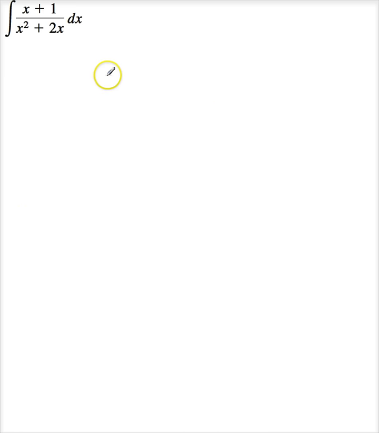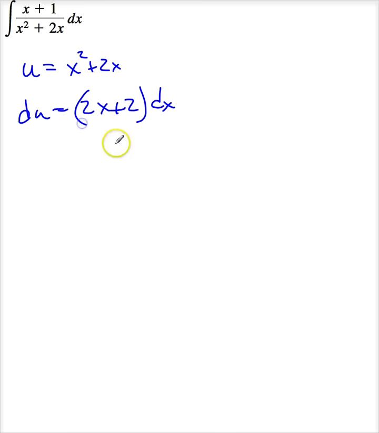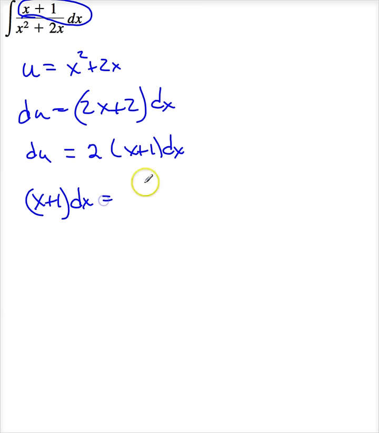Now, what if I have this function right here, the integral of x plus 1 dx divided by x squared plus 2x? If I let u equal x squared plus 2x, du is 2x plus 2 dx, which I'm going to rewrite as 2 times x plus 1 dx. Because I have x plus 1 dx here, I'm going to solve it. x plus 1 quantity dx is equal to du over 2.